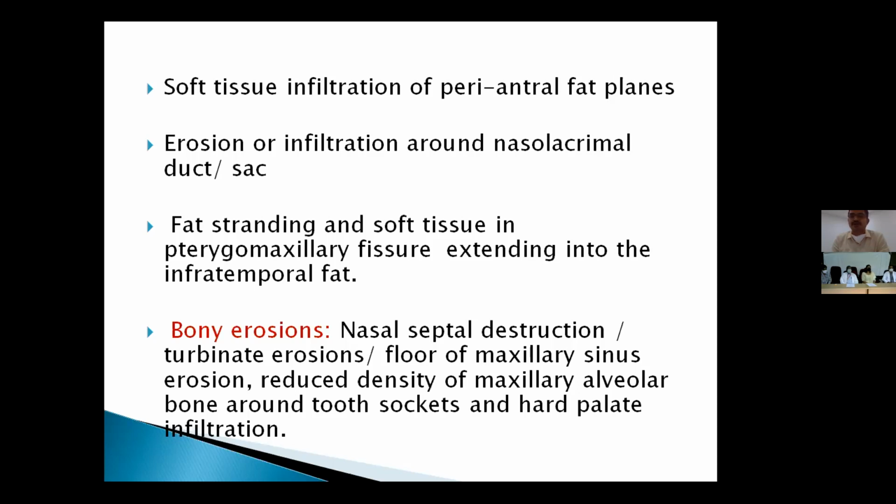Finally, bone erosions. Though bone erosions are not necessarily needed for tagging it as acute invasive fungal sinusitis, it may show bone erosions also in the form of nasal septum destruction, turbinate erosions, erosion of the floor of the maxillary sinus, reduced density of the maxillary alveolar bone around the tooth sockets, and hard palate infiltration. So bone erosions can be present in early or later stages of the disease.